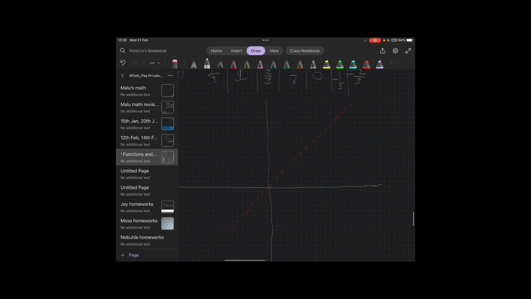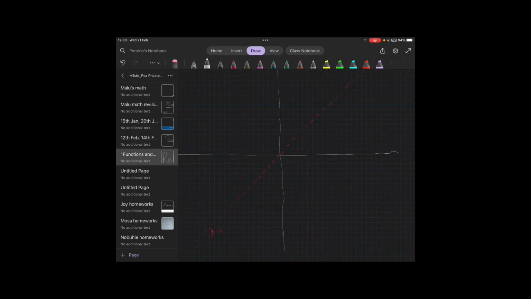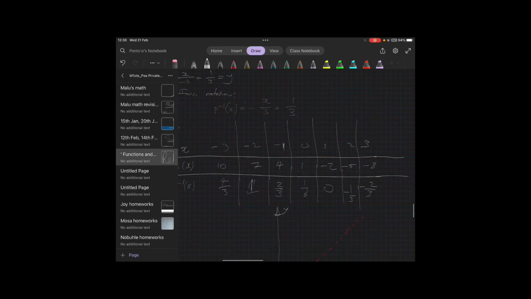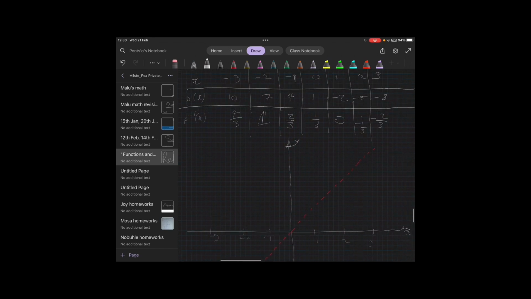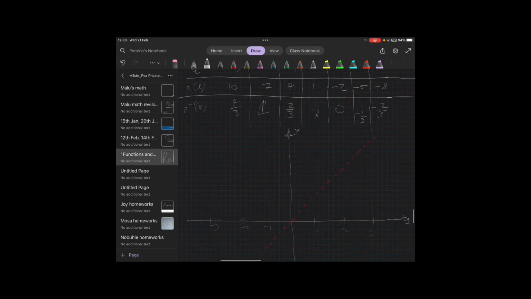We're gonna plot the line y equals x. Okay, I think that's y equals x enough. Okay, so now we'll have that's x, that's y, negative 1, negative 2, negative 3, 1, 2, 3. Alright. So for p of x, which is our original straight line, at x is negative 3, y is positive 10.